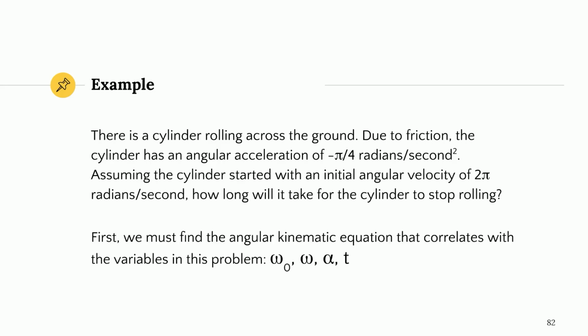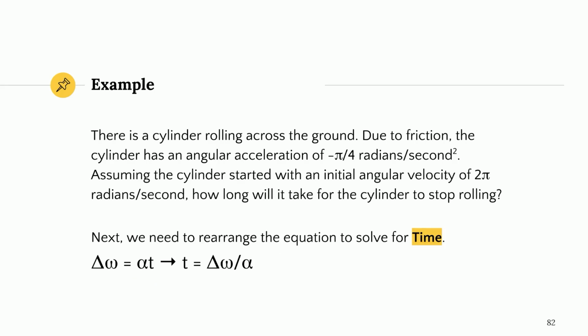Okay, let's see how this is solved. First, we must find the angular kinematic equation that correlates with the variables in this problem. So we have initial angular velocity, the final angular velocity, the angular acceleration, and the time. So the equation is delta omega equals alpha times time. Next, we need to rearrange the equation to solve for time, which is what it's asking for. So if we rearrange the equation, we get t equals delta omega divided by alpha. Now, if you haven't solved it already, I'm going to let you solve it now.